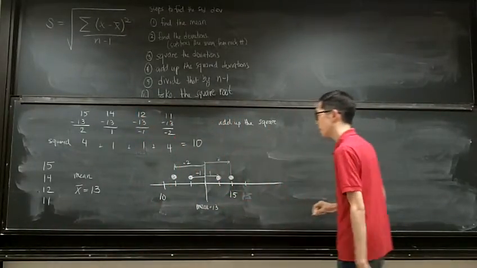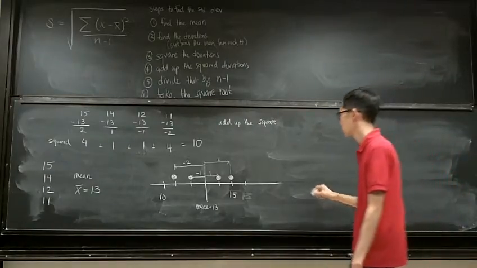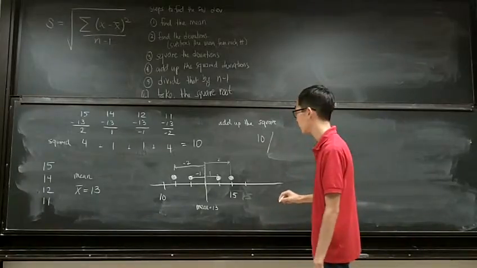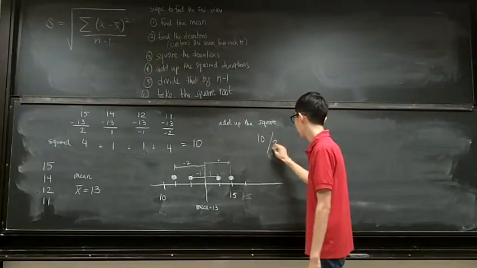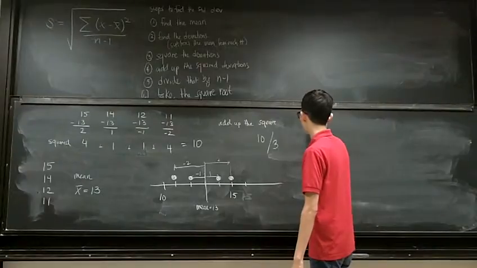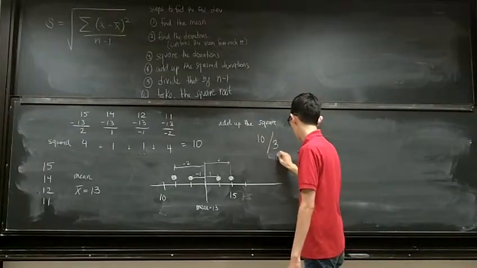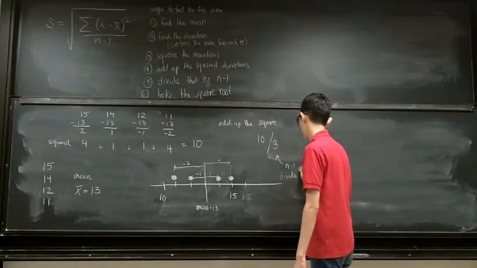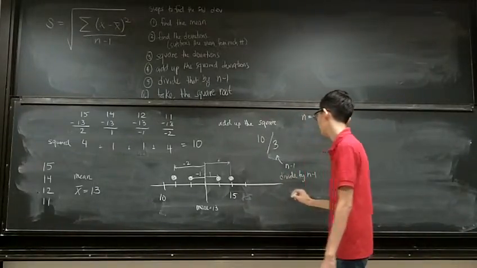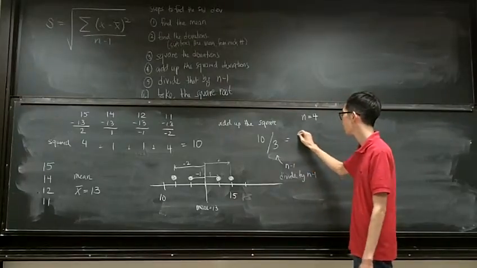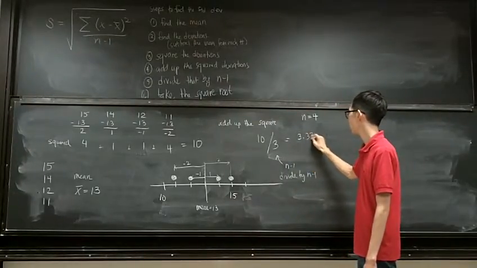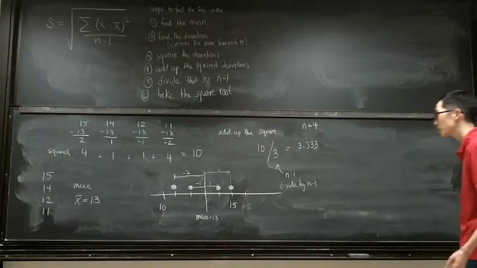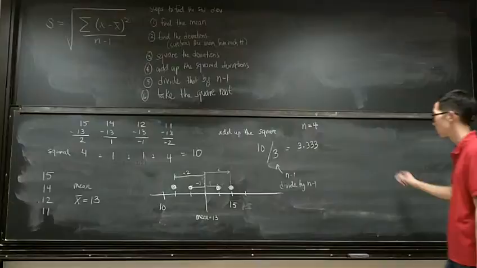A total of 10. So I'm going to do 10 divided by n minus 1. What's n minus 1? n is equal to 4, so 4 minus 1. So divide by n minus 1. 10 divided by 3 is equal to 3.333. And so the last step is to take the square root.